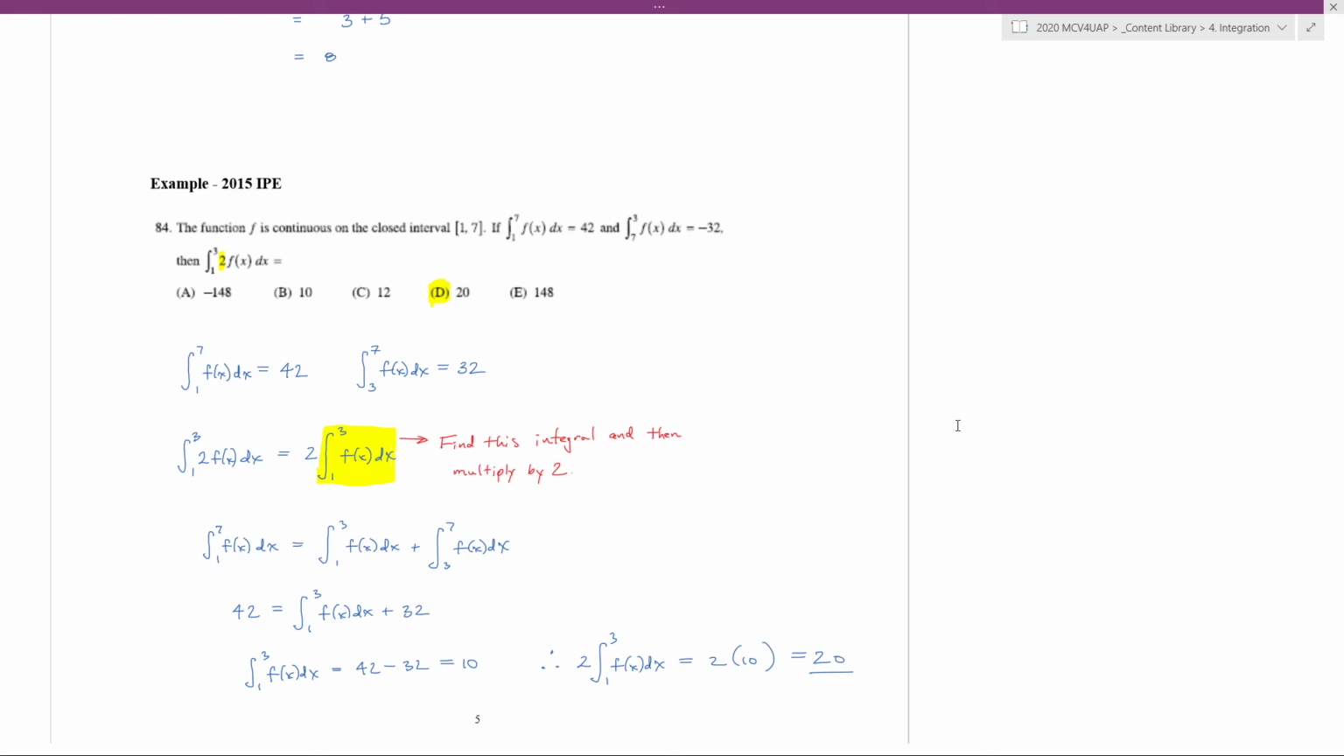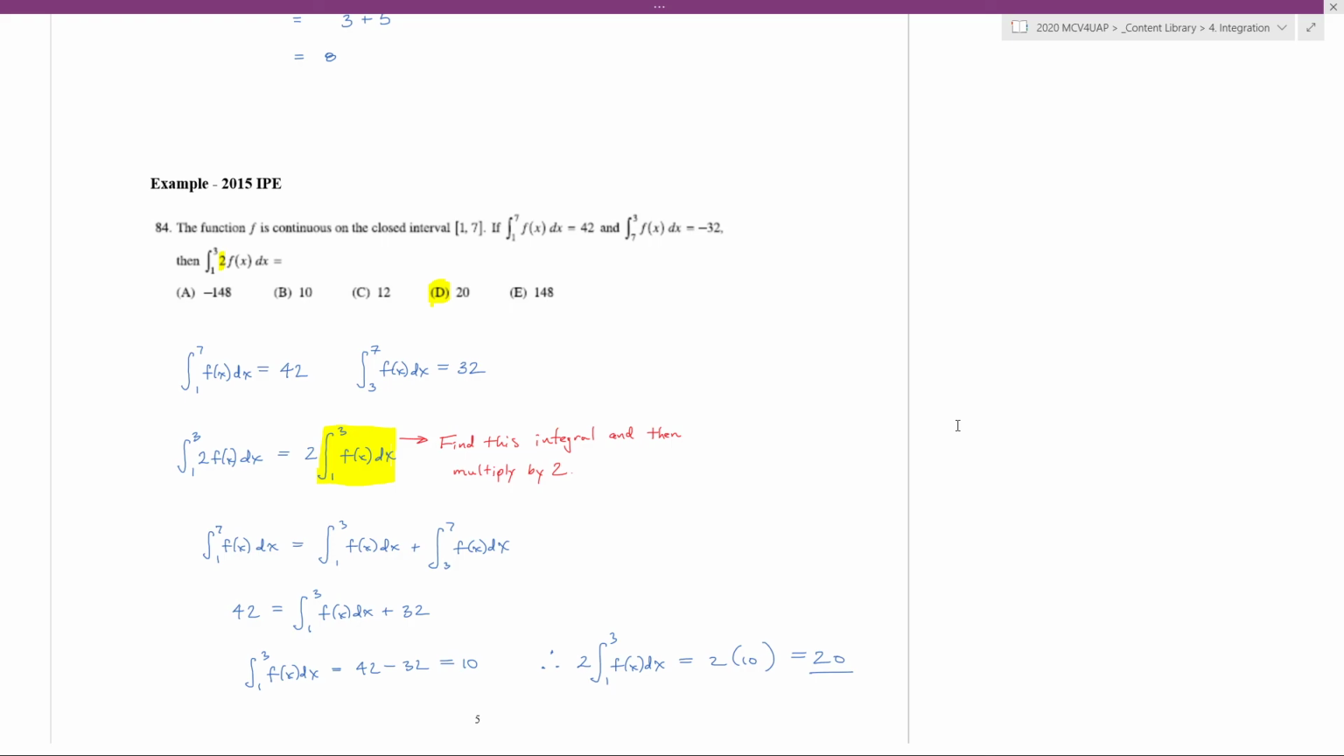So how do I do that? I take the interval from 1 to 7 and I break it up into 2 intervals. So I can write that the integral from 1 to 7 is the integral from 1 to 3 plus the integral from 3 to 7. Now they give us 2 of those integrals. They give us the first one, right? The value of that integral is 42. They give us the last one. The value of that integral is 32, which leaves us with solving for what is the integral from 1 to 3 of f of x dx?